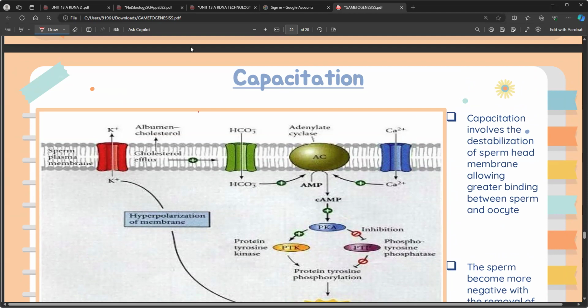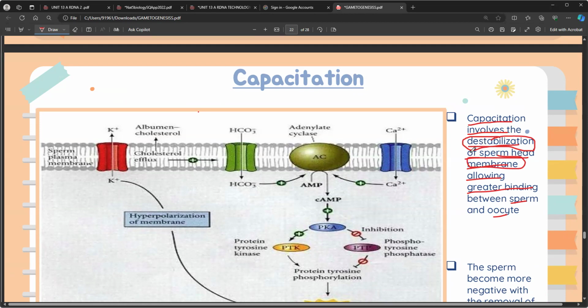Because here we are expecting the questions in the form of statements only, friends. So I encourage everyone to remember the statements very accurately. Listen, capacitation actually involves the destabilization of the sperm head membrane, allowing greater binding between sperm and oocyte. Such an important statement. In a single word, we are destabilizing the sperm head membrane. This is our ultimate goal.